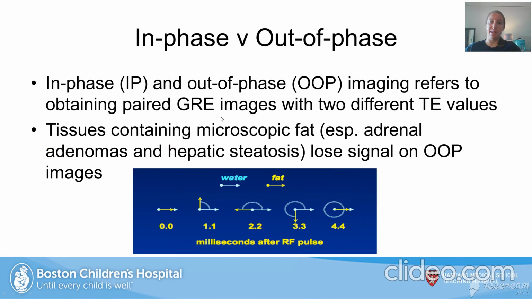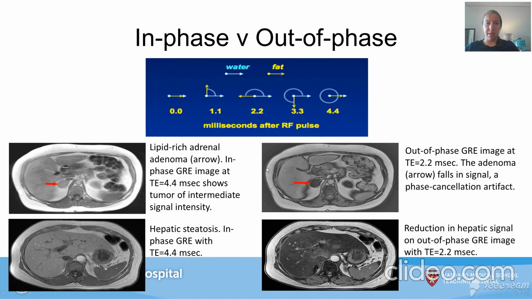So we have in-phase versus out-of-phase imaging, which refers to obtaining paired gradient echo images with two different TE values. Tissues that contain things like adrenal adenomas and hepatic steatosis lose signal on the out-of-phase images, and you'll see. Just to remind you, fat and water are out of phase at 2.2, and in phase at 4.4. So here's an image.